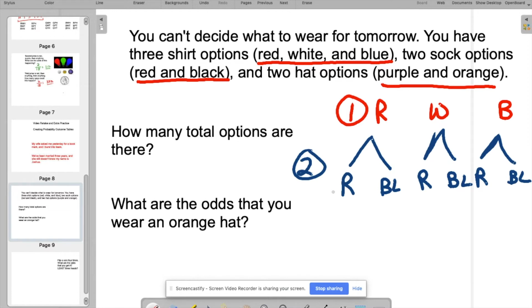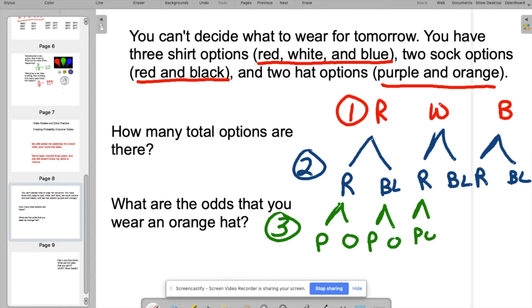Step 3 is then 2 hat options, purple and orange. So off each of these, we have purple and we have orange. Purple and orange, purple and orange, purple and orange, purple and orange, purple and orange. So our total options are 1, 2, 3, 4, 5, 6, 7, 8, 9, 10, 11, 12 total options.